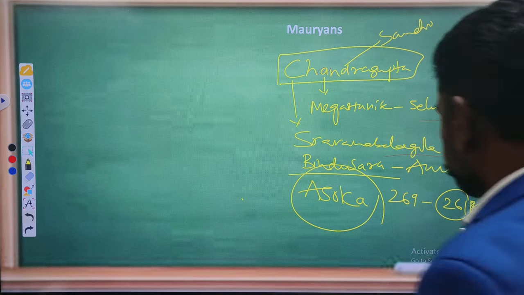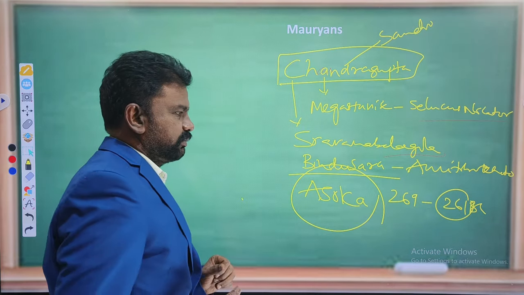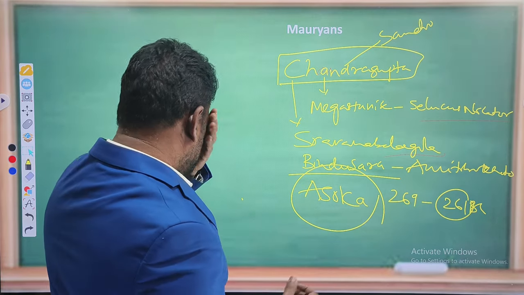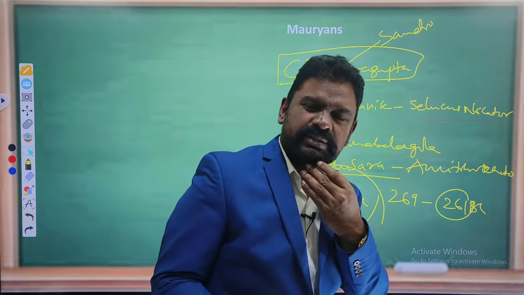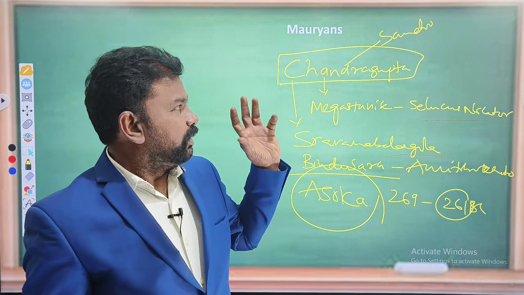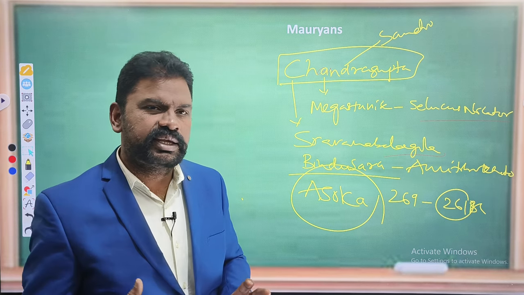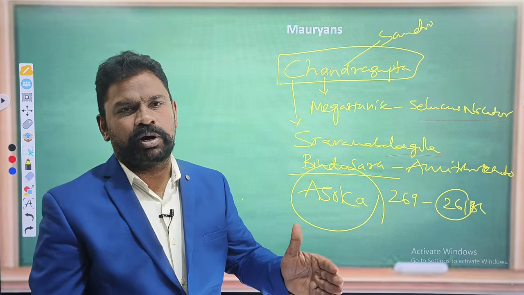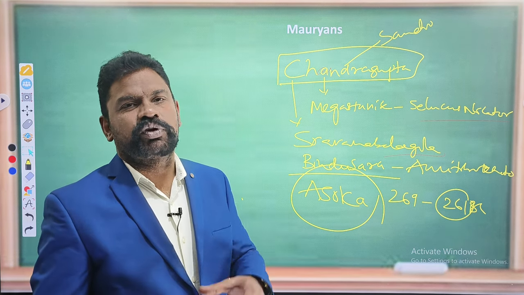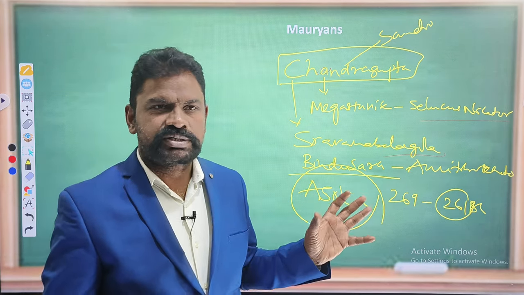Asoka was a great ruler in Indian history. After this started the decline of the Mauryans. The Mauryan administrative system is more important. The Mauryan administration followed Kautilya's Arthashastra, which is divided into 15 parts. It also gives information on the polity, the political system of the Mauryans.